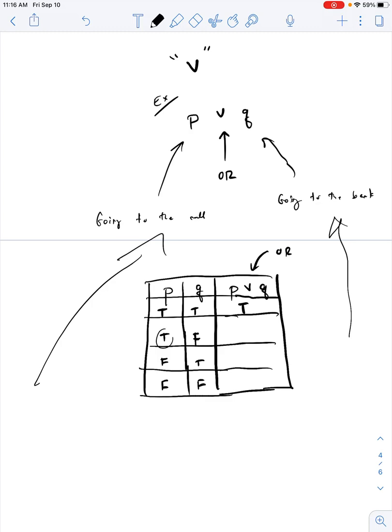All right, taking a look at the next one. True that you're going to the mall. False that you're going to the bank. So is it possible for you to go to the mall or not go to the bank? So when we have this option of one or the other, we can put true. Same thing here. Can you not do one or do the other? Well, yeah, that's also true.